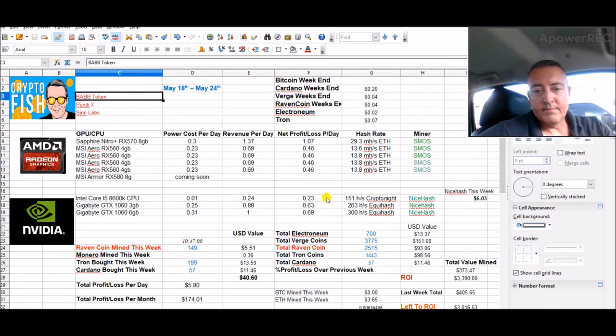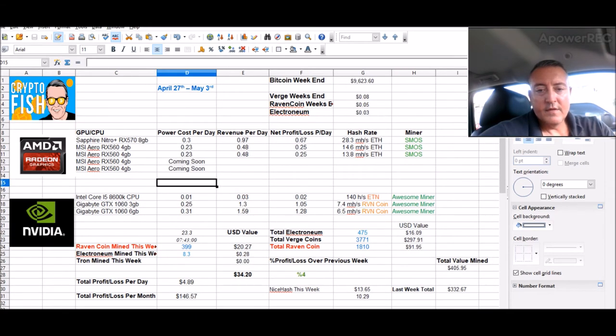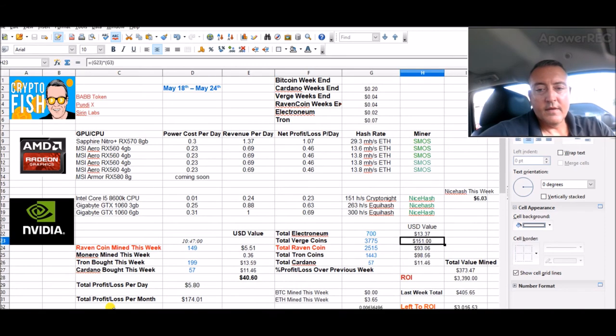But anyways, sitting at 700 Electroneum mined so far. Still sitting with The Verge, which is absolutely doing garbage because of the hack right now. $151. Let me look at what that was a couple weeks ago. So Verge, look at that. Just three weeks ago, May 3rd, it was $297 worth of Verge I had. Now we're sitting at $151. It's almost dropped in half, guys. So not real good, not too happy about it. But what can you do but sit there and hold? That's all I can do.